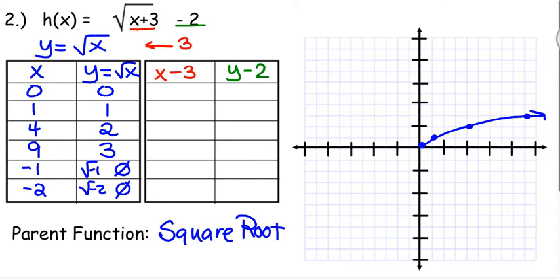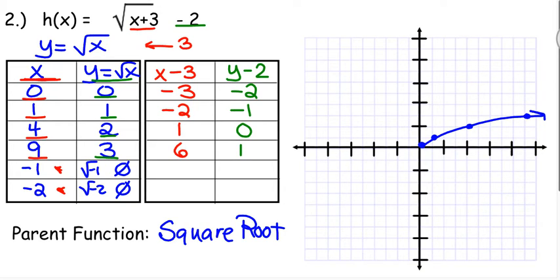All right, so let's start with the first column. We're going to subtract 3 from all of our x's. So 0 minus 3 is negative 3. 1 minus 3 is negative 2. 4 minus 3 is 1. 9 minus 3 is 6. We can stop there, because remember, these two we don't have to worry about. Now let's go to the second column, the y's, and we're going to subtract 2 from all of them. So 0 minus 2 is negative 2. 1 minus 2 is negative 1. 2 minus 2 is 0. 3 minus 2 is 1.